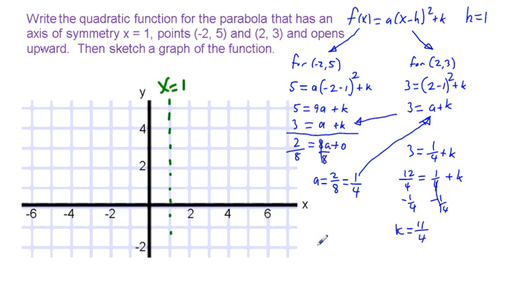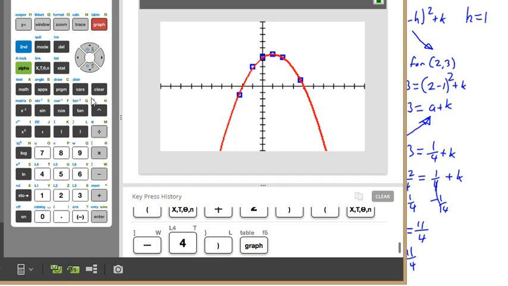So our equation is going to be f of x equals a, which is 1/4, times x minus h, where h is 1, squared, plus k, which is 11 fourths. And the last thing we can do, well, maybe not the last, we're going to sketch 2, but let's go to the calculator.